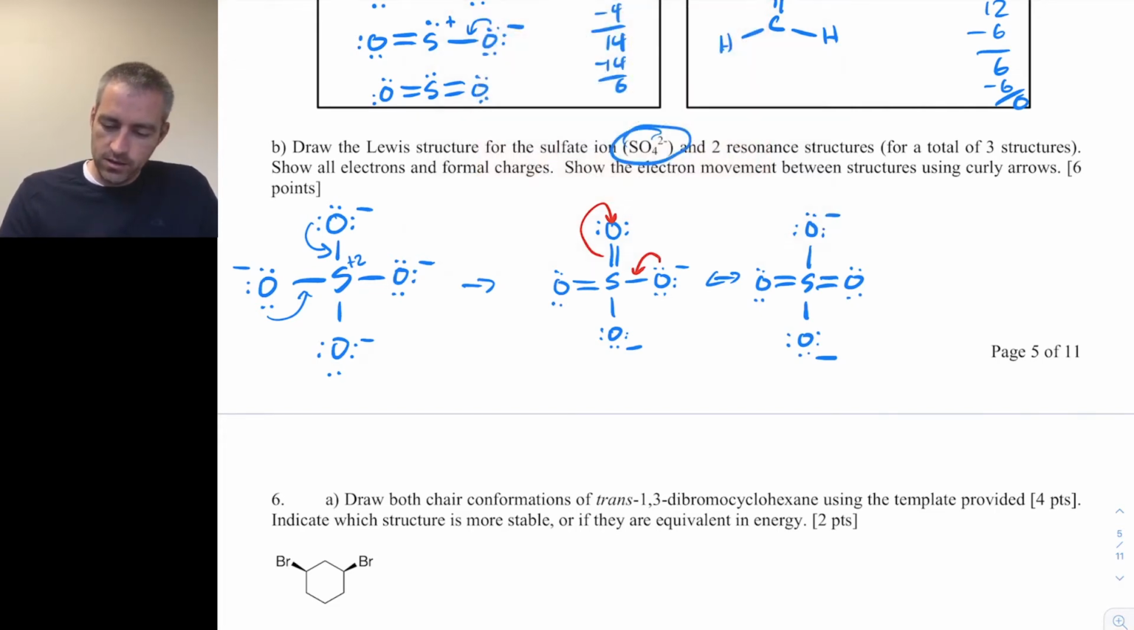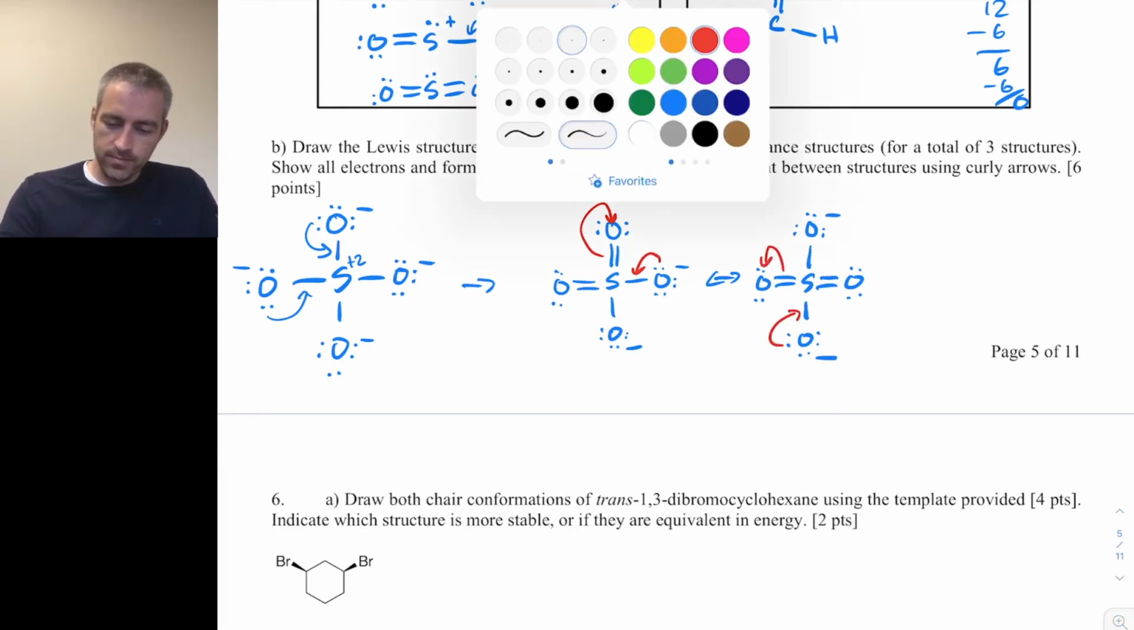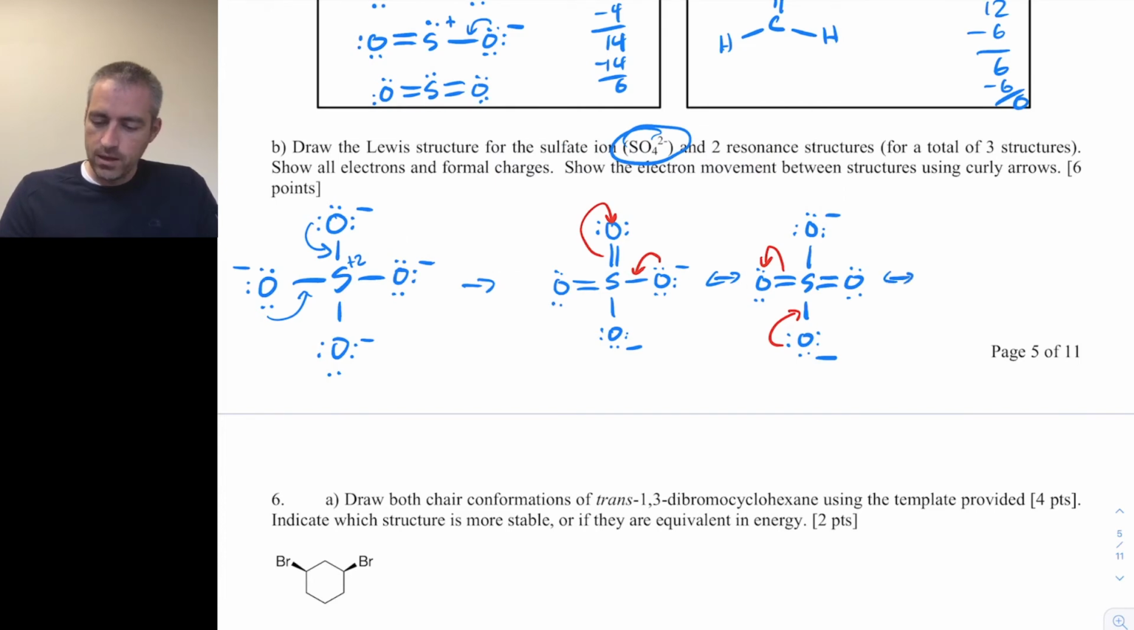We can do that again. Now you get sulfur, single bond oxygen, double bond oxygen down here, double bond oxygen over on the right, single bond up here. Good.